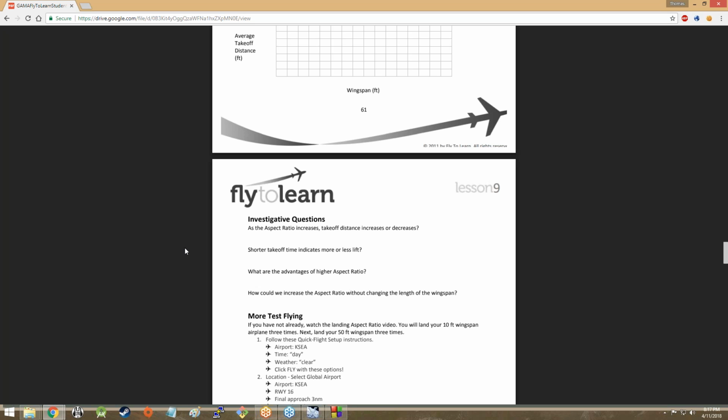So what are some of the advantages of higher aspect ratio? Well, looking at more lift. How could we increase the aspect ratio without changing the length of the wingspan? So how else could you change the aspect ratio of a plane?